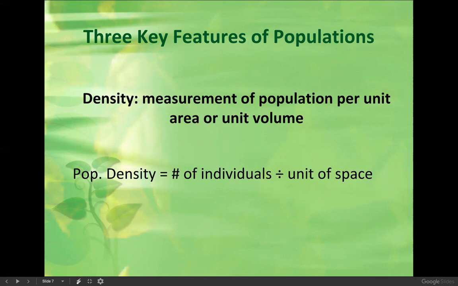Three key features of populations: the density, a measurement of a population per unit area or unit volume. So it's basically the number of people in a given amount of space. So if you look at some place like Beijing, New York City, places where there's a lot of people in a little amount of space, I think something like COVID can spread a lot faster than among people that are out and not densely populated and close.